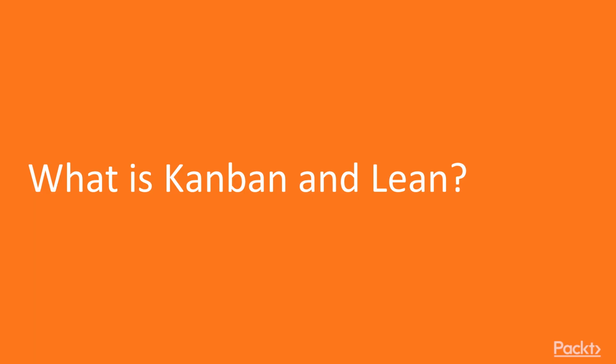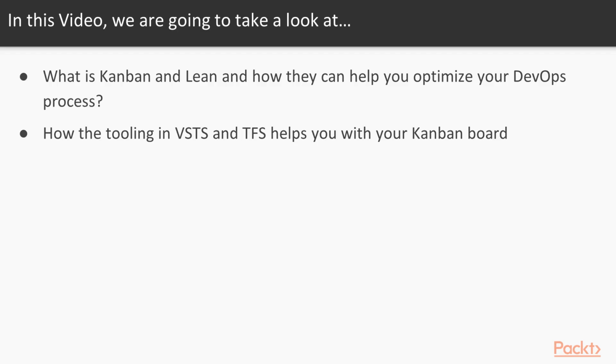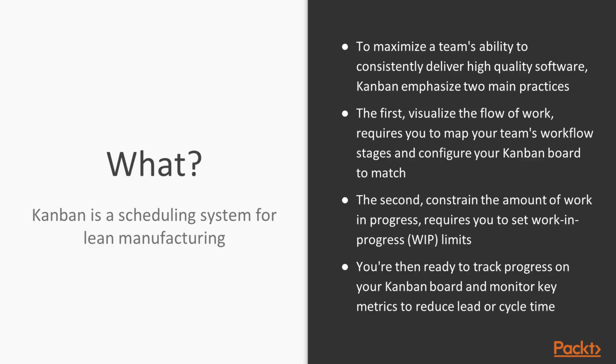What is Kanban and Lean? In this video, I'm going to show you how Kanban and Lean can help you optimize your DevOps processes, and then we're going to look at some of the tooling that will make this possible. So what is Kanban? Well, it's the ability to visualize the workflow, establish some kind of work in progress limit, measure throughput, and continuously improve the process. To the right hand side is the Wikipedia definition of Kanban.